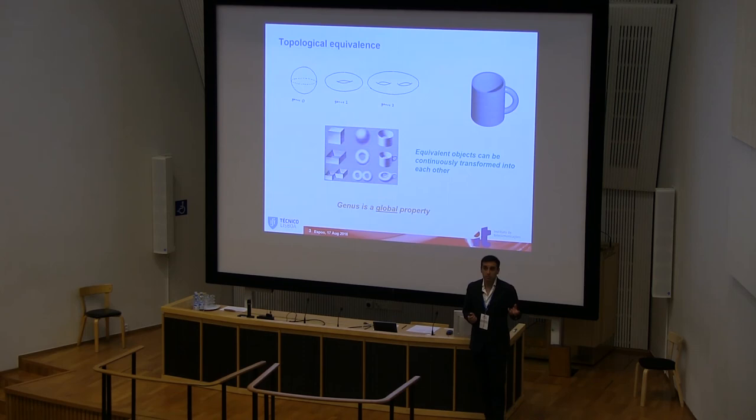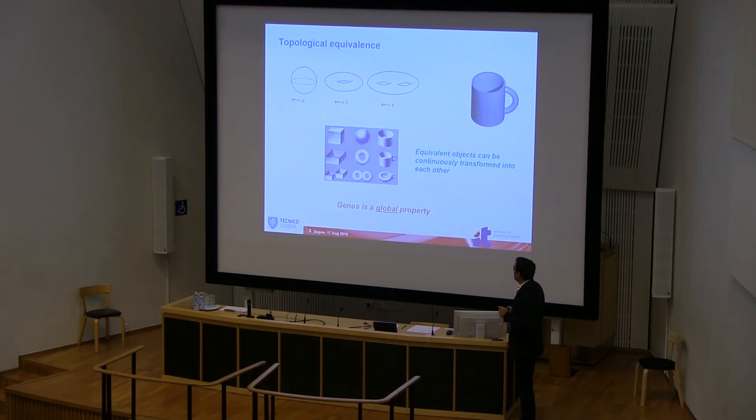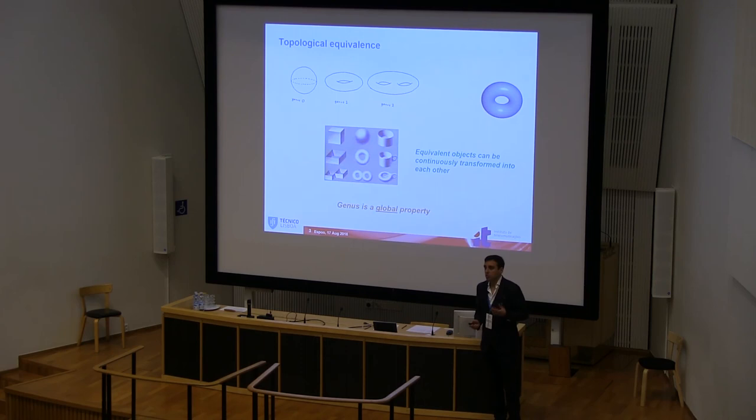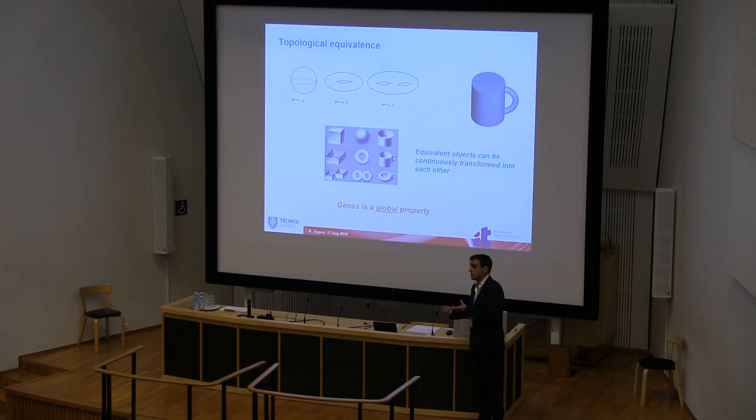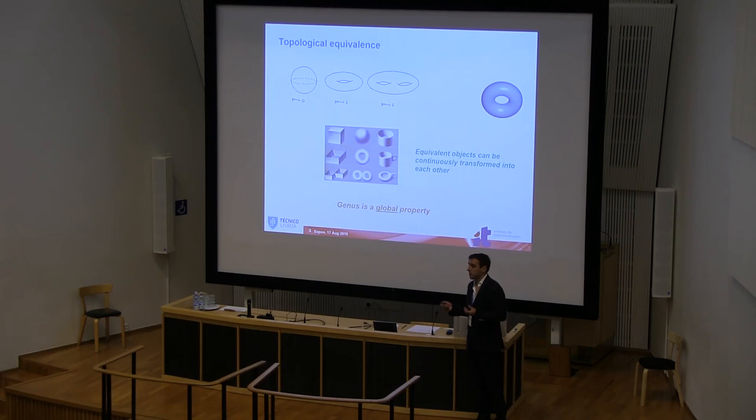Two objects are equivalent if they have the same number of holes. For example, all the objects in this line are equivalent because they have the same number of holes. Since any continuous deformation of the object must preserve the number of holes, we say that the number of holes, which we call the genus, is a topological invariant, because it stays the same if you deform the object. So the sphere has genus 0, a torus has genus 1, and so forth. This is a very appealing and intuitive concept: you can see the topological invariant by looking at the object itself.